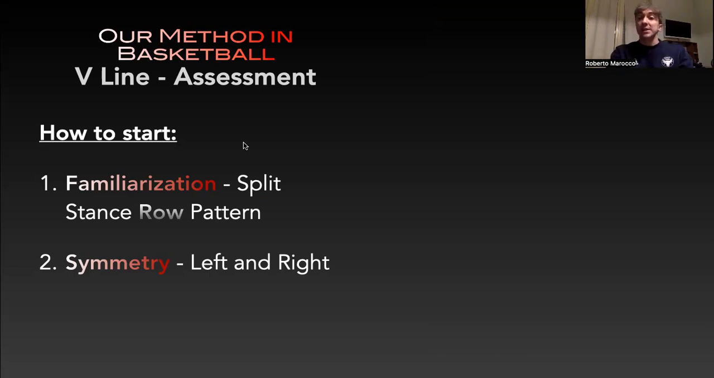Why this? Split stance because in a staggered position, players have more balance. Row pattern because rowing in basketball is really important. Our athletes always push, pass the ball, throw the ball, shoot, dribble. Every time they push, so rowing is really important for them to get more balance on the upper body. And then with the software, I can check the symmetry between left and right.